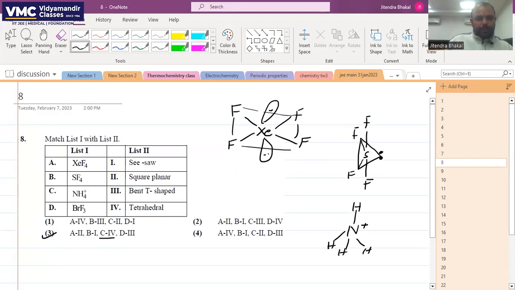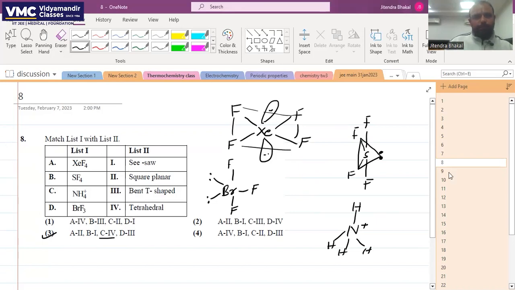Now the shape of BrF3 is bent T-shape. The geometry is basically trigonal bipyramidal only. Let me just draw the structure of this also. This has two lone pairs and three bond pairs. Bromine, two lone pairs, F, F, and F. So this is how it has a bent T-shaped structure.